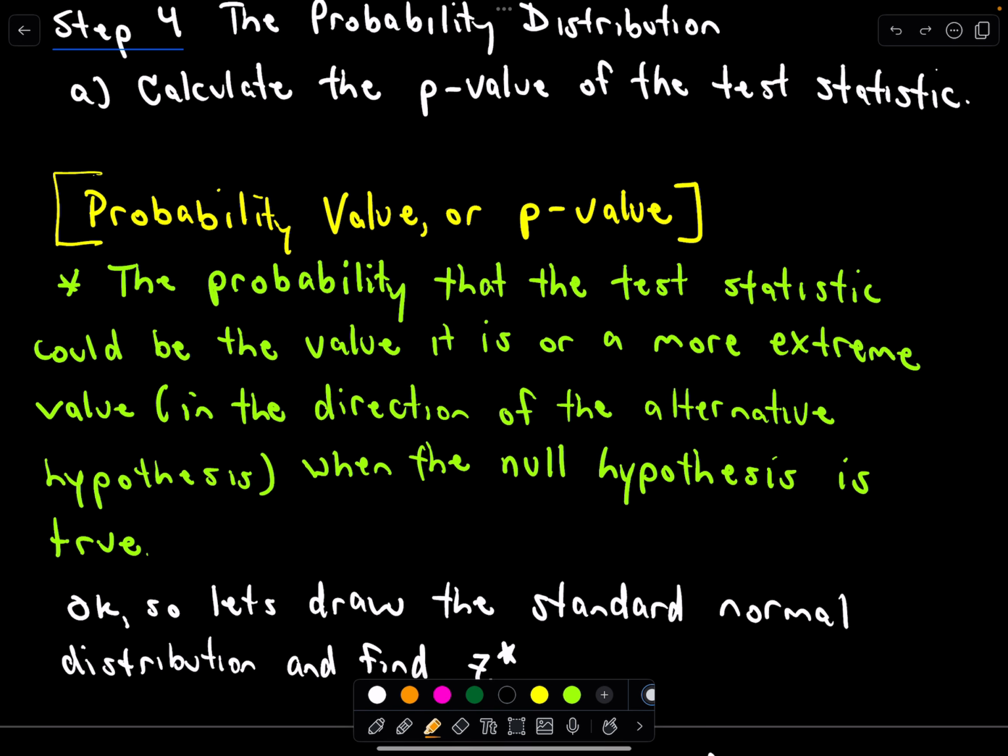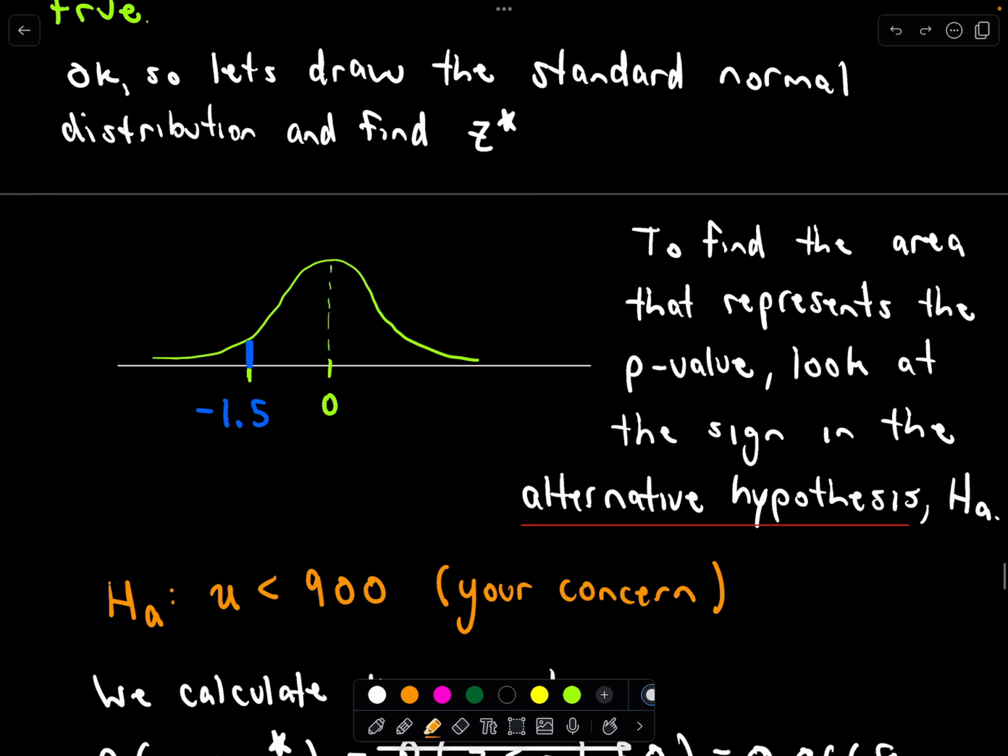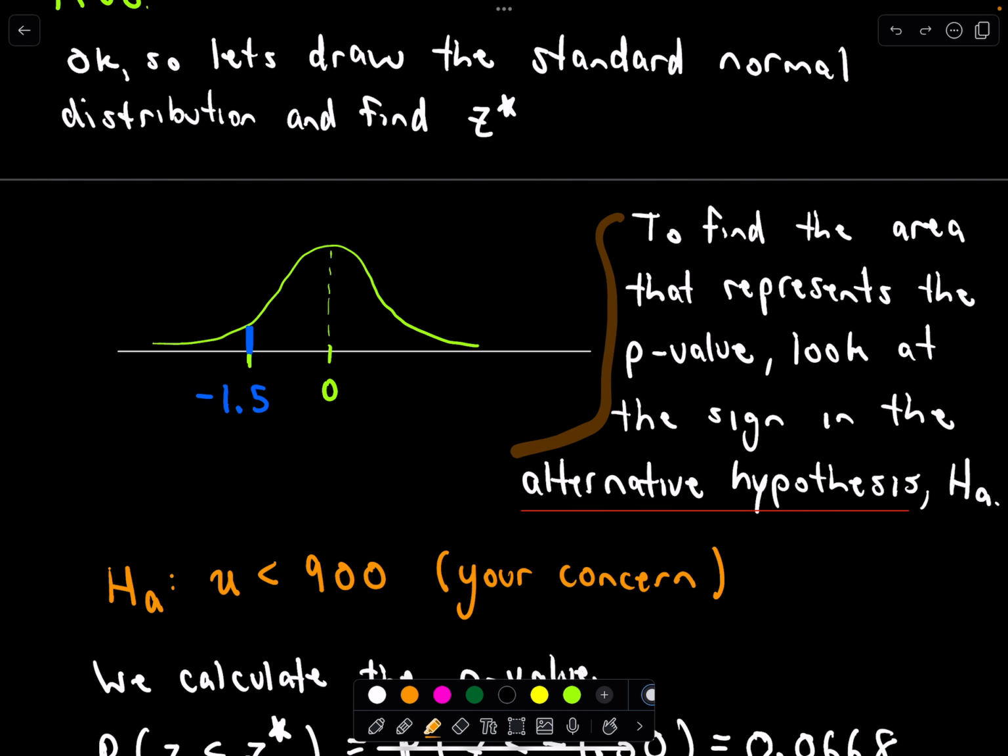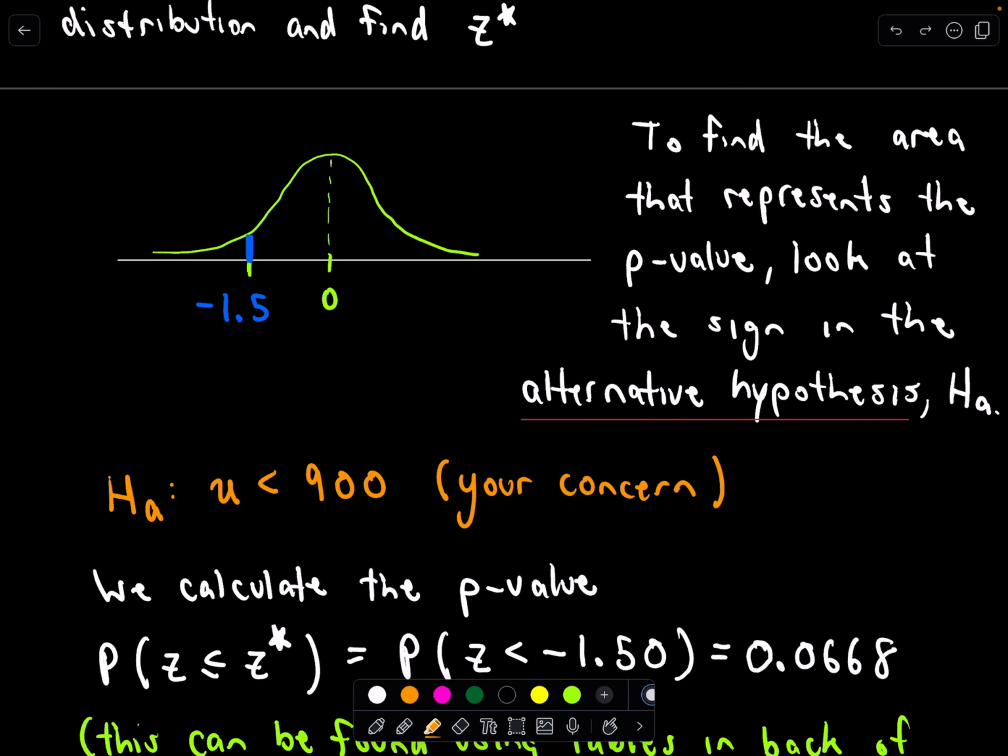Okay, so let's talk about the standard normal distribution and that value of z star. I've got my little standard normal distribution here. This is the important part, to find the area that represents the p-value. We're going to look at the sign in the alternative hypothesis. The sign in the alternative hypothesis was that our mean was less than 900.